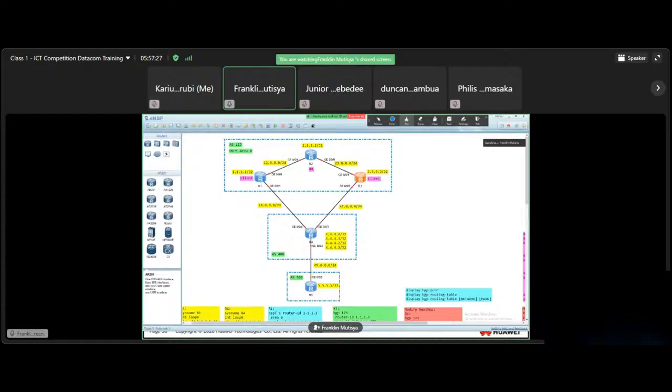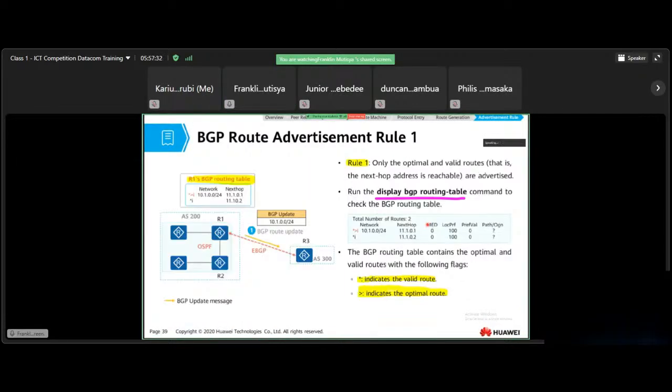So when you're setting up, you need to be very careful on how you are establishing your peering and relationship. Now let's look at BGP route advertisement. How are BGP routes advertised? We have said we have two methods of advertising routes. One is by using the network command to inject routes into the routing table, and the other one is by using the import-route command.